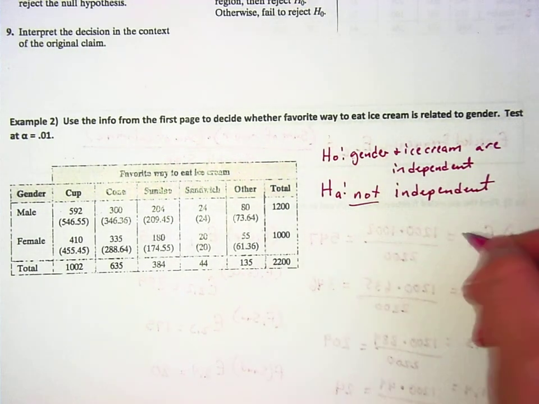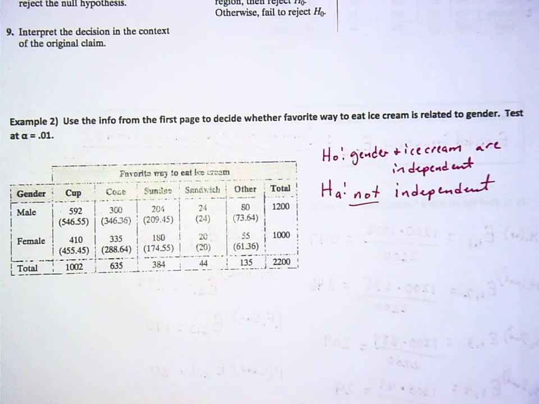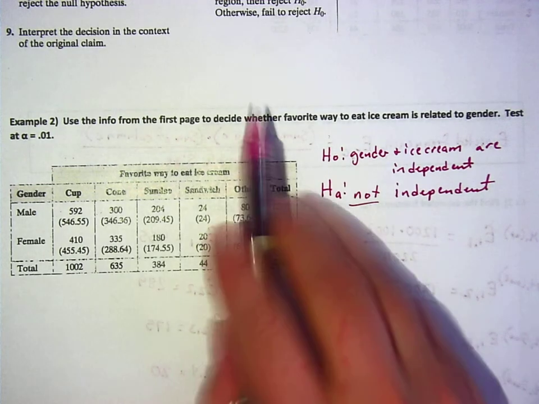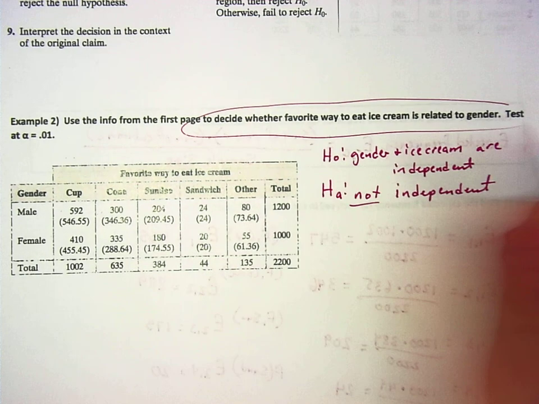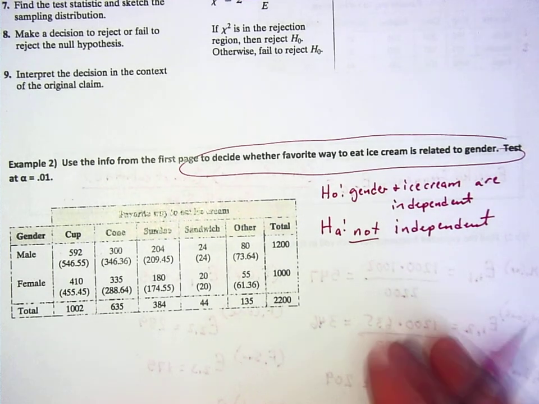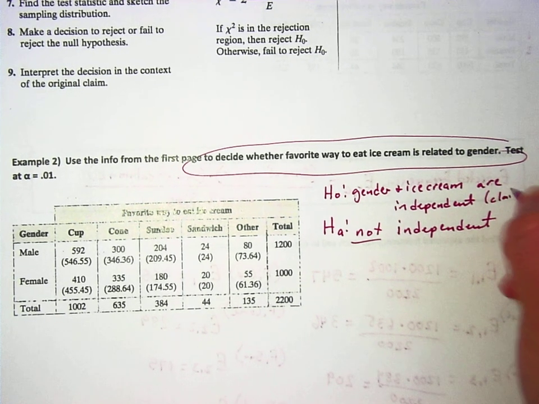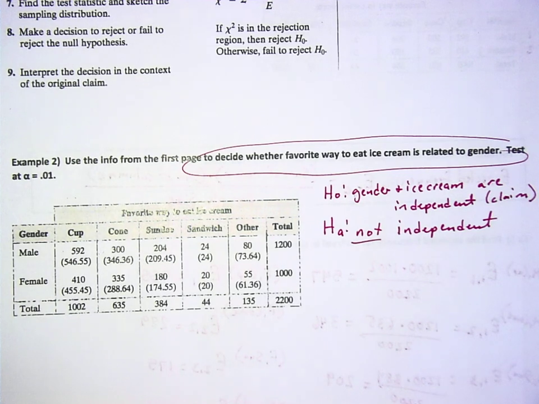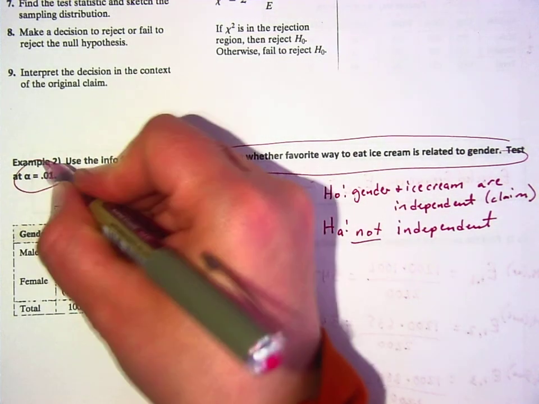Okay. And it says to decide whether the favorite way to eat ice cream is related to gender. So really that doesn't say what the claim is, does it? It just says that they're related. So you can really call either one the claim. Let's call H sub O the claim this time, and as long as our sentence at the end reflects that, we'll be fine. Alpha is 0.01.